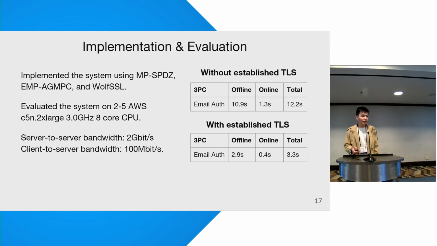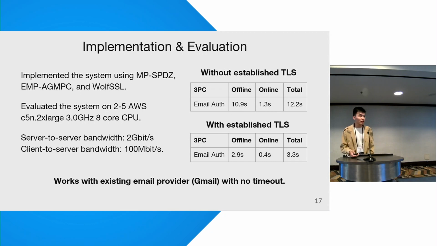However, we can leverage the fact that multiple clients share the same email provider. So we can maintain a persistent TLS connection with one email provider and send multiple emails from different clients over the same TLS channel. With an established TLS connection, our total runtime reduces to 3.3 seconds with an online latency of 0.4 seconds. So the end-to-end user latency could be as low as this online latency, 0.4 seconds. Our system is practical, and we demonstrate it by sending an email from multiple servers to Gmail without introducing a TLS timeout. For evaluations of other factors, please refer to our paper for more detail.